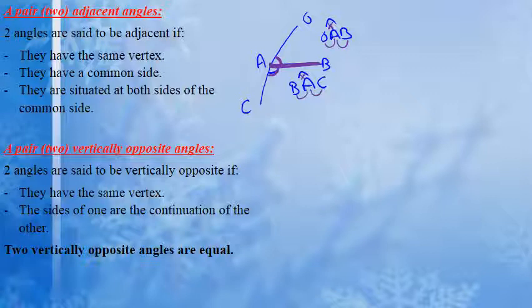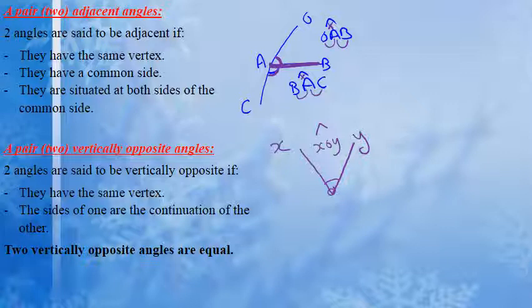Now, how can we know the second position, which is when a pair of two angles are vertically opposite angles? Two angles are said to be vertically opposite if they have the same vertex and the sides of one are the continuation of the other. Suppose I have an angle, this angle, which is XOY. So here we have an angle XOY.